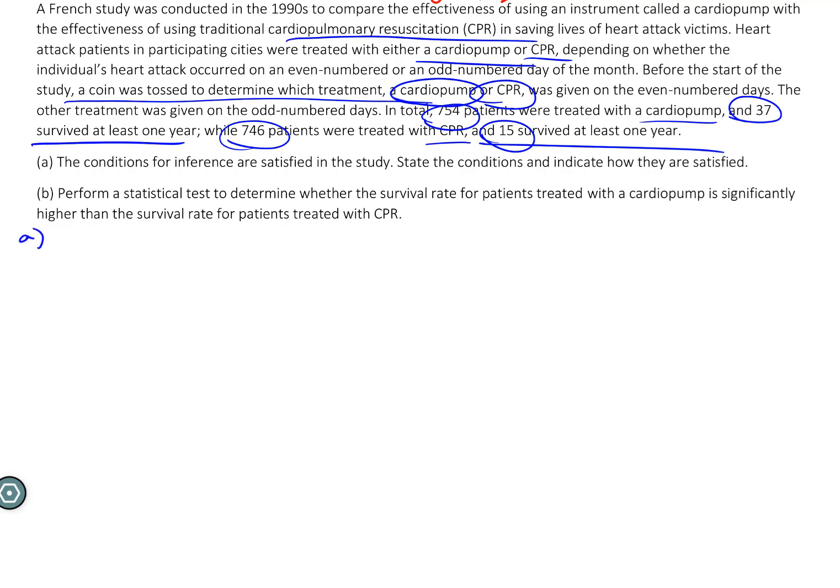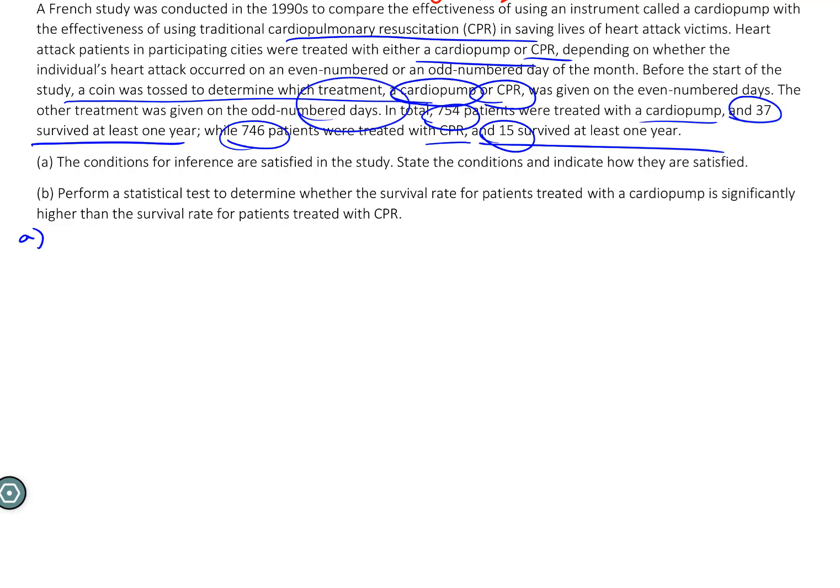All right, so as you can see, I have marked my text, and there's a couple of things that I circled versus underlined. I circled that we have cardiopump and CPR, and what I noticed was that there was a treatment that was being applied to these heart attack victims. So this is important because it's an experiment, and that's going to tell us that we want to be emphasizing random assignment when we're checking all of our conditions, okay?